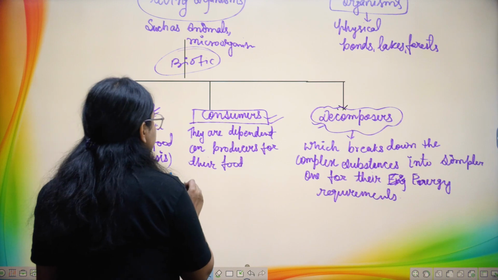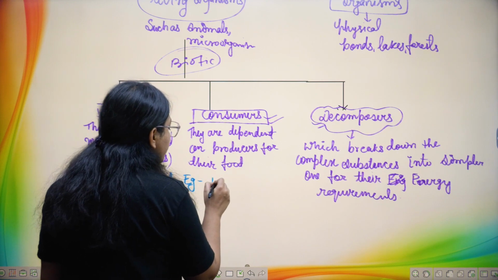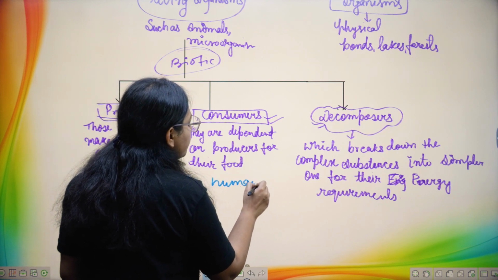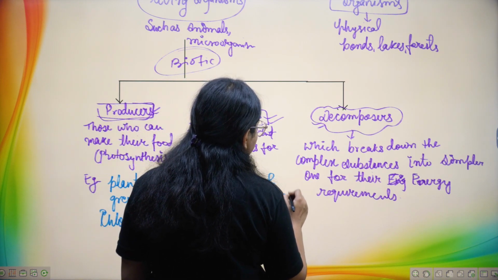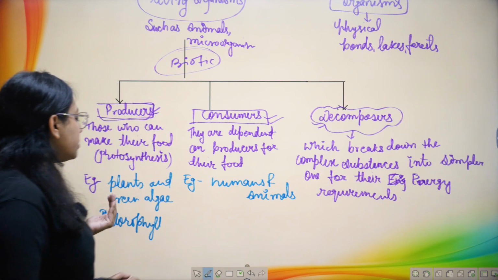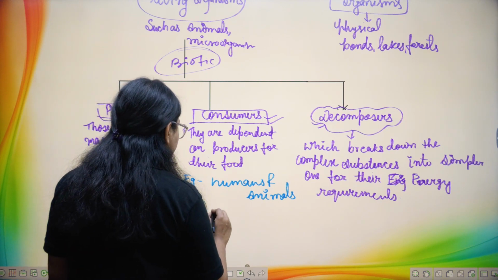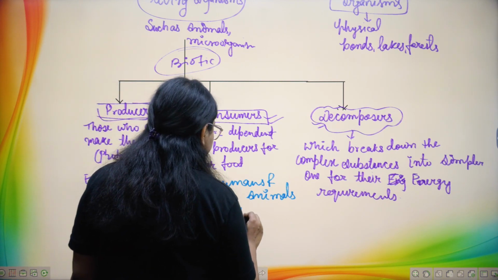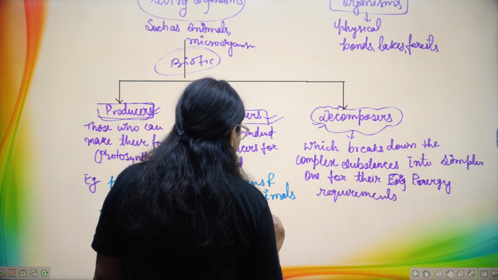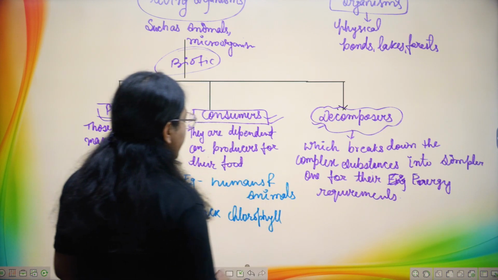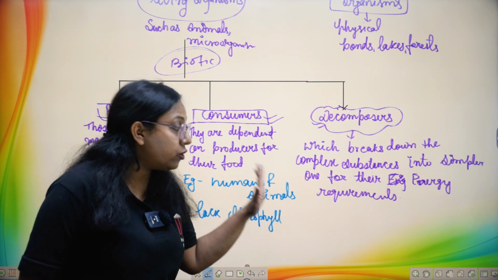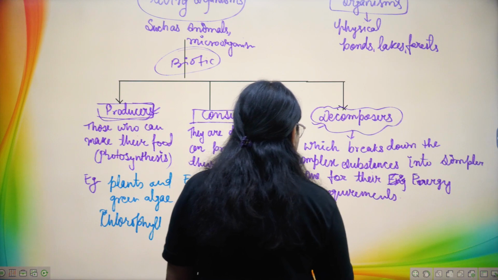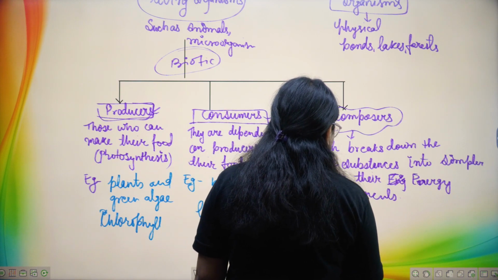Then comes the consumers. For example, consumers are humans. We are consumers, and animals. We are dependent upon the producers. We lack chlorophyll. That is why we can't make our food on our own, because we don't have chlorophyll. We can't do photosynthesis. Here the example is microorganisms.